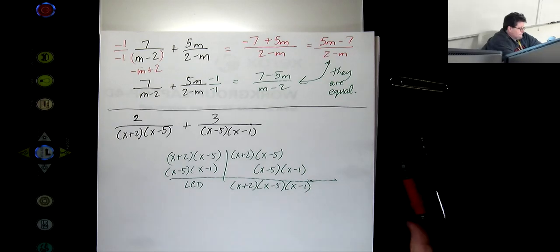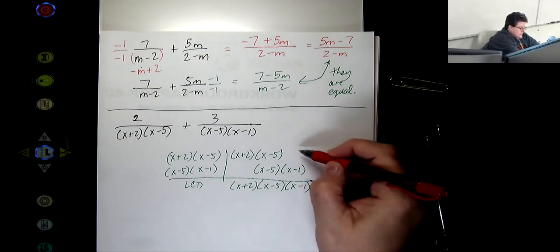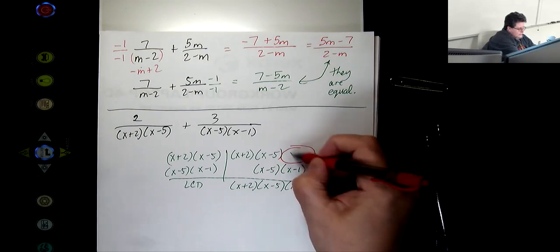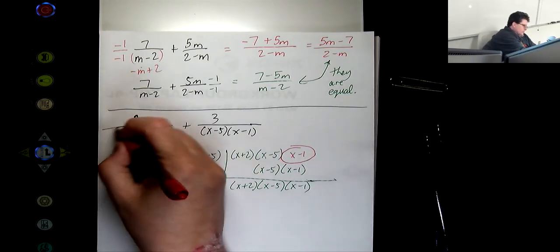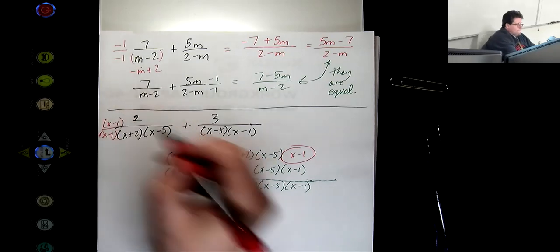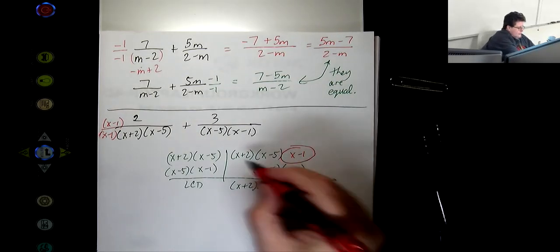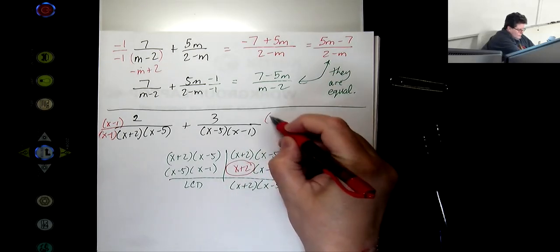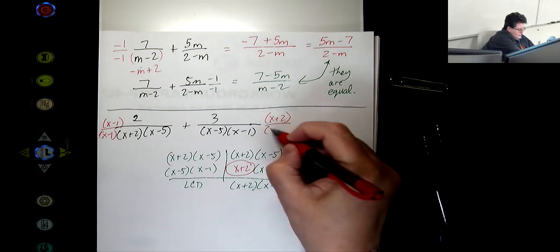Process remains the same. The one on the left is missing x minus 1. So I'm going to multiply it by x minus 1 on top and bottom. The one on the right is missing x plus 2. So I will multiply it on top and bottom by x plus 2.